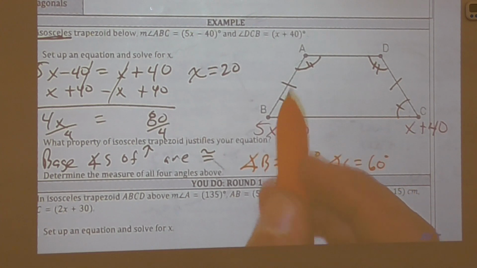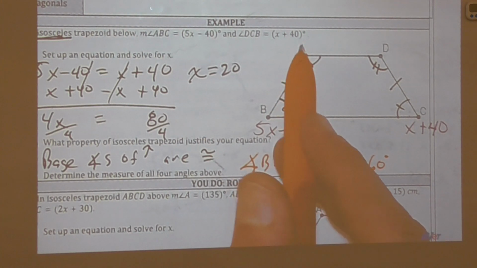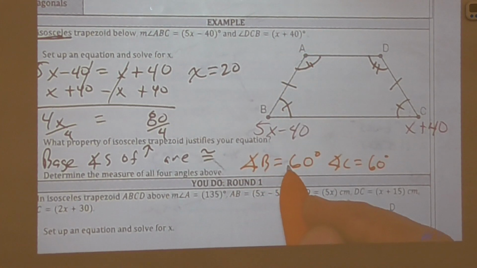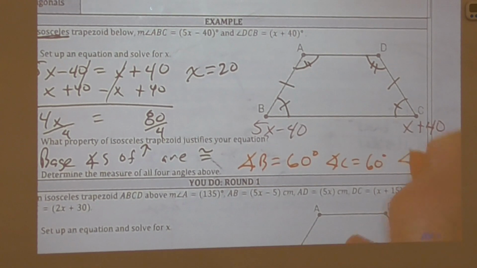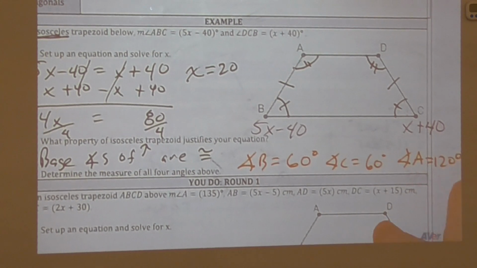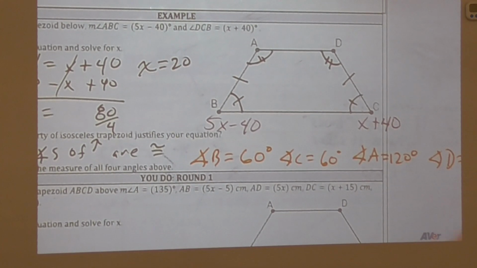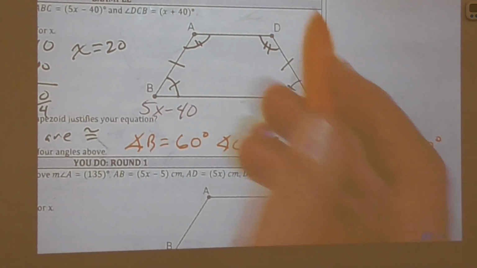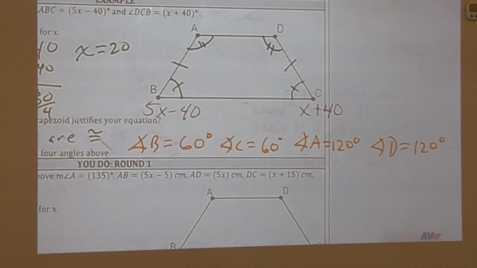We said that angle A and angle B are supplementary, so they add to equal 180. So 60 plus something equals 180. That something is 120. Angle A is 120 degrees. And then angle D is also 120 degrees. You can see that it's marked congruent to angle A. So they're both 120 degrees.